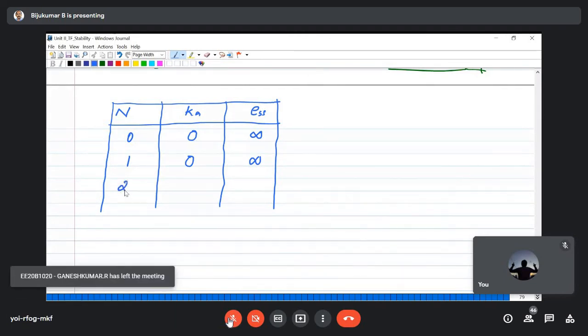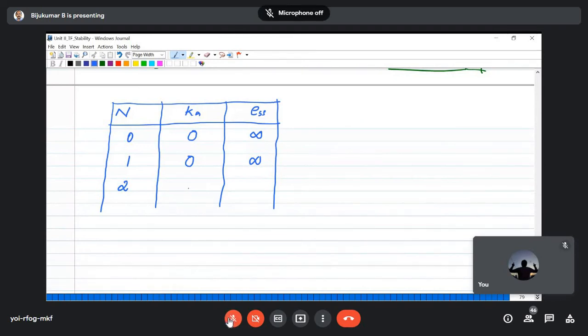And what about the type 2 system? In a type 2 system, n equals 2, so 1 by s square will come. In the numerator also s square will come, so s square and s square will cancel. All other s terms become 0. So finally you will get the system gain K, so you can get 1 by K.